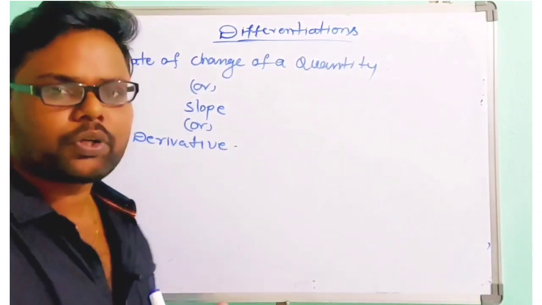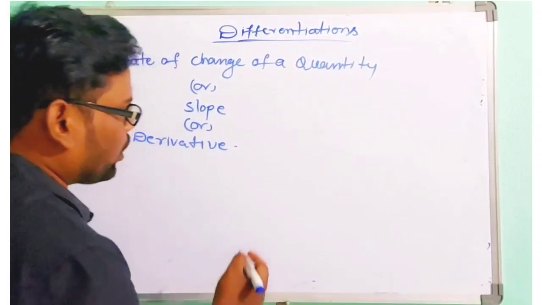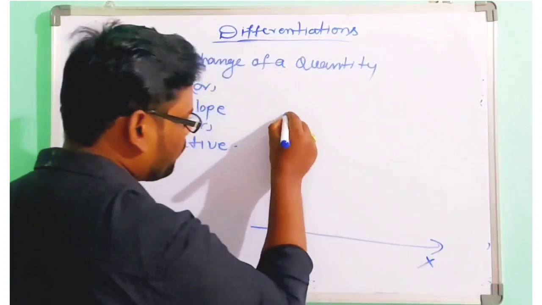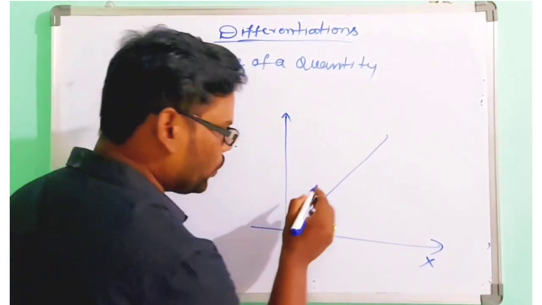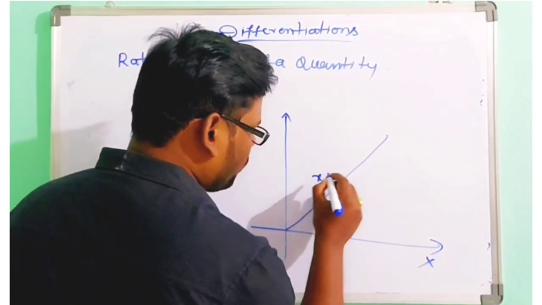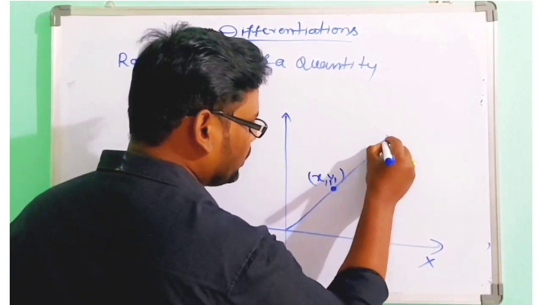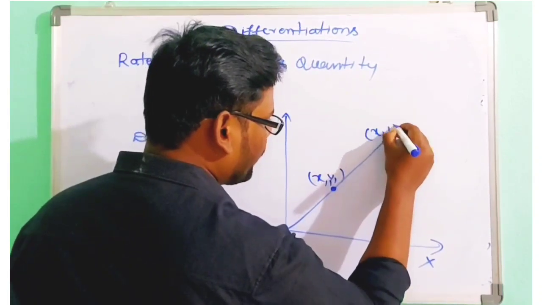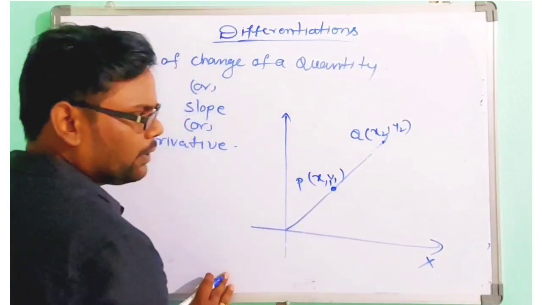So now I am going to explain these terms with the help of a graph. So let me take a graph here. This is a y versus x graph, and here this is a straight line. On this straight line I am going to take 2 points. The coordinates of the first are x1 comma y1, and the second point has coordinates x2 comma y2, isn't it? And this is the Q point and this is the P point, right?